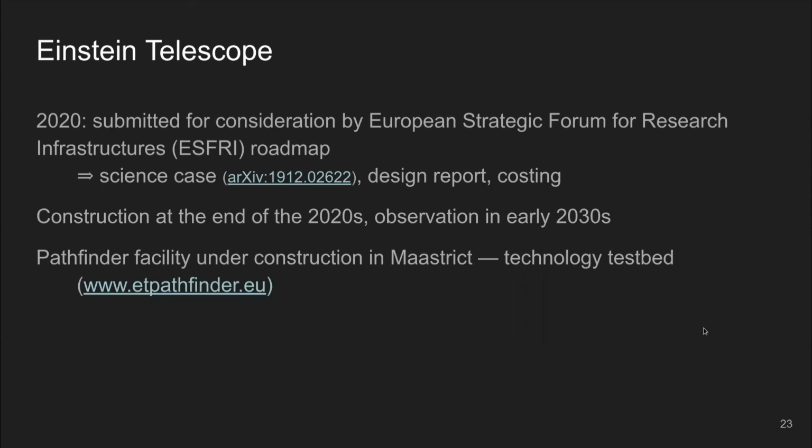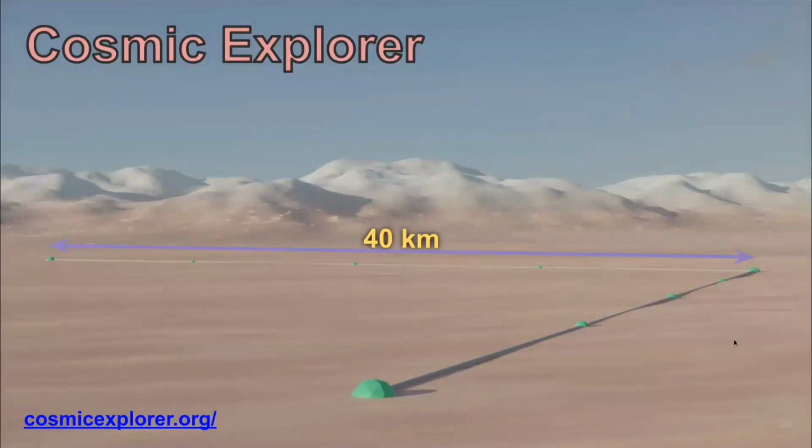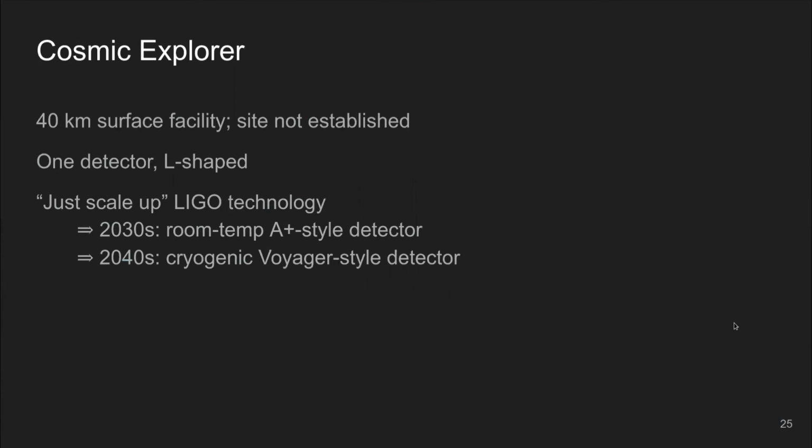There's also a US focused concept, which is Cosmic Explorer. This takes a bit of a different tack. It basically just tries to scale up LIGO by a factor of 10. It's a surface facility, 40 kilometers long, L-shaped. Instead of having 6 detectors, we would just try to keep it to 1. The idea is in the 2030s, we can use the existing or an extension of the existing A+ style room temperature glass technology. And then in the 2040s, we would potentially switch to a Voyager technology, depending on how the Voyager technology pans out.